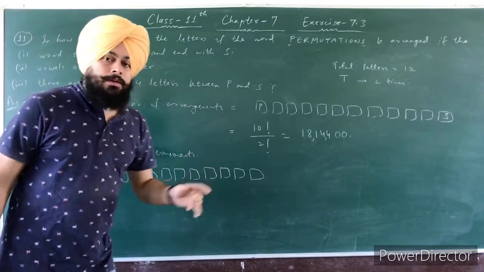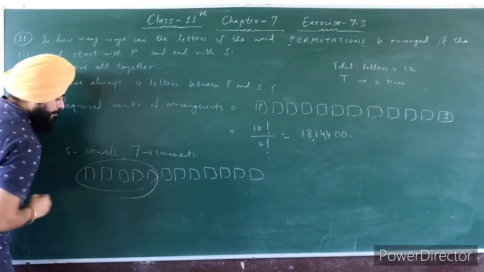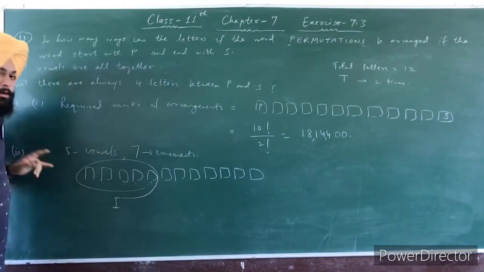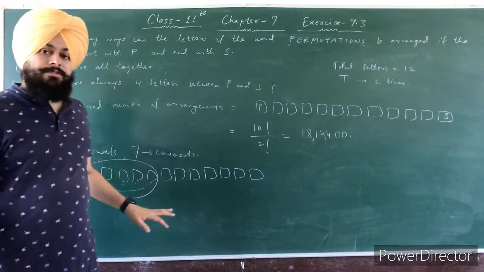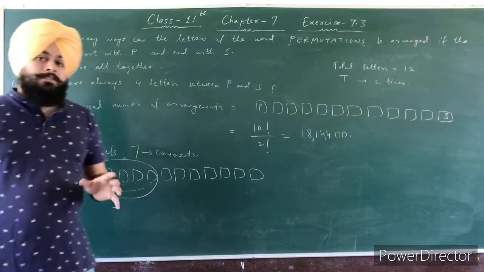Comes together. So you have to take these 5 boxes, 1, 2, 3, 4, 5, treated as 1. These 5 boxes treated as 1. Because these 5 vowels will be together.